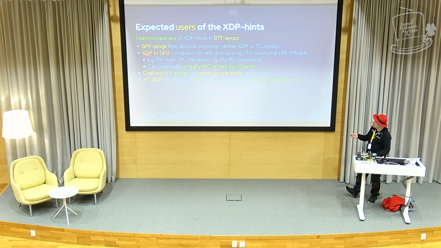One of my use cases is that when we do the XDP to SKB conversion, we have both in veth and CPU map, we want to not lose these traditional hardware flags and get them carried over. We have chained BPF programs that communicate state, and we have AF_XDP that can consume BTF information in user space and decode this area. I have code for that, because people complained that it was difficult, and it's not. Just show me the code.